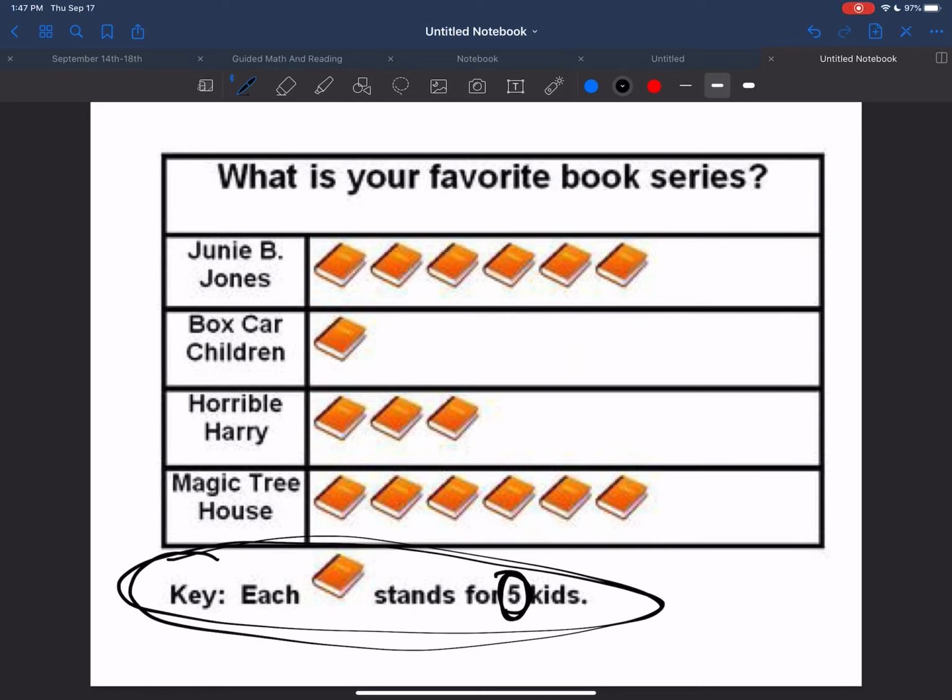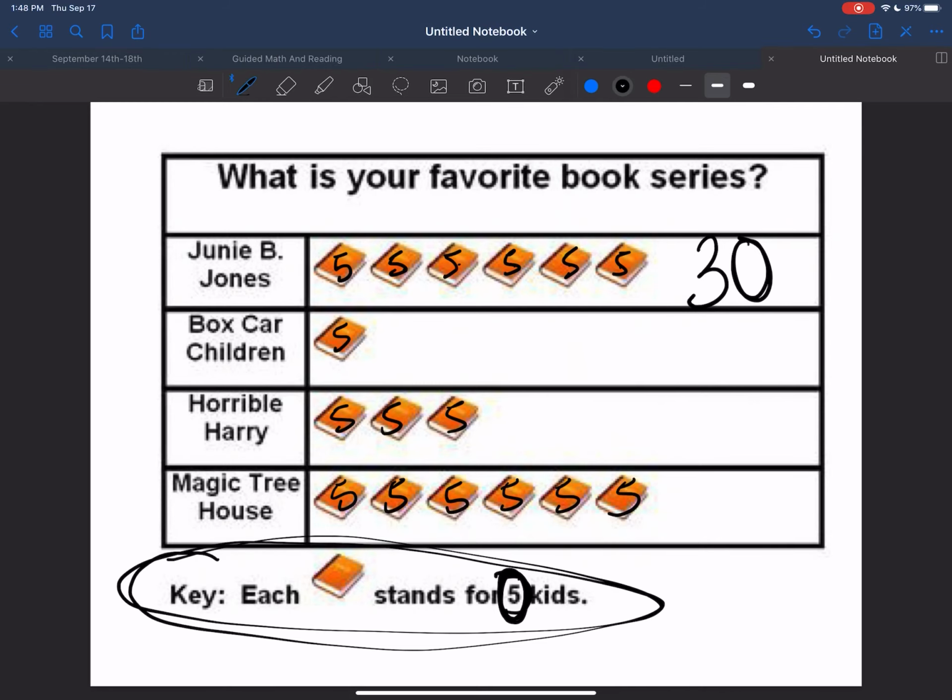So I'm going to go ahead and write 5 on each book so I don't forget. That means that I'm going to be counting by 5s. All right, so let me go through really fast and write down 5 on each book. Now, for the strategy that I taught you, I want you to write the number beside the categories. So how many kids like Junie B. Jones? I'm going to count the books by 5 because my key tells me each book is 5. So 5, 10, 15, 20, 25, 30. And I'm going to write 30 beside Junie B.